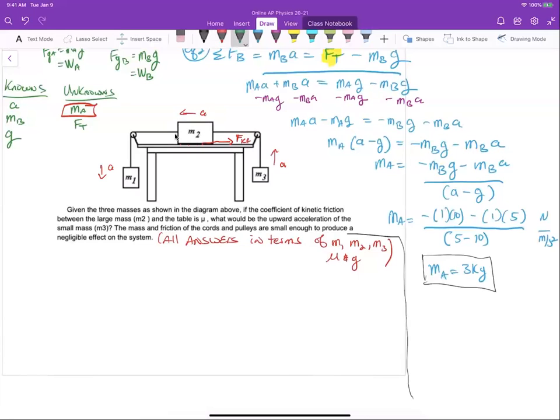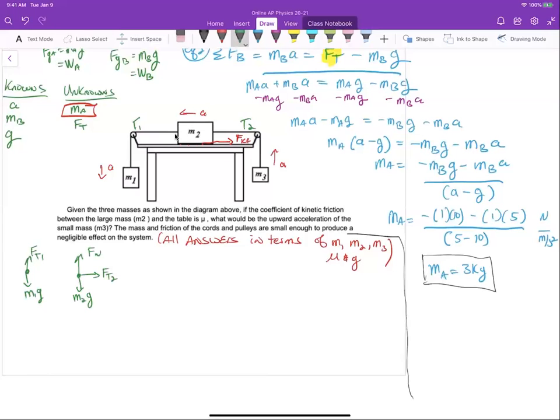So I could draw three free body diagrams on these. Force, this is T1, I'll call this T2. Force T1, M1G pulling down. On block 2, I have force normal, M2G coming downward. I have force of T2.